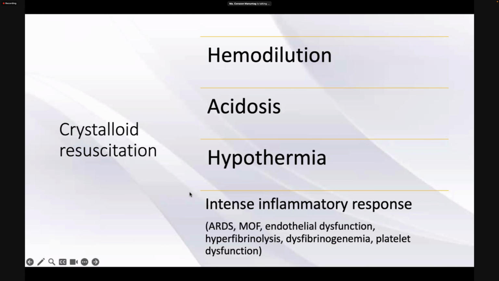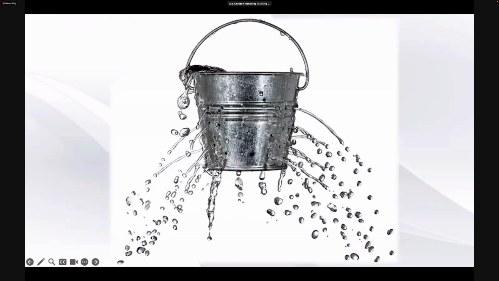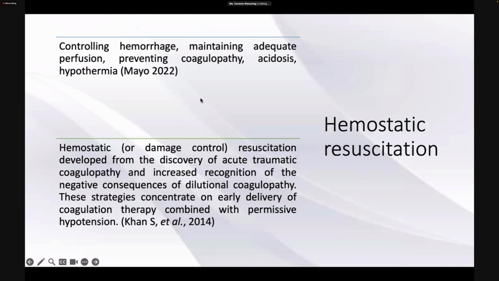Also, na-recognize natin the leaky bucket model. No matter how much we give, expect the water that we are trying to put intravascularly to stay intravascular, because there are holes, there are injuries that are working against us. So what do we use now as a model of resuscitation? It's called hemostatic resuscitation. We try to control the hemorrhage while maintaining adequate perfusion. We balance it out to effectively prevent coagulopathy, acidosis, and hypothermia, your triad of death.